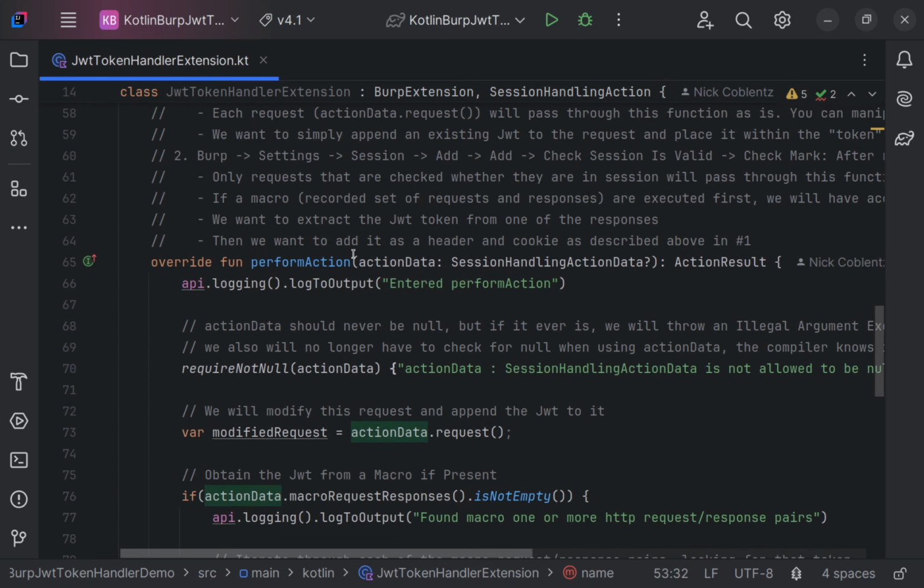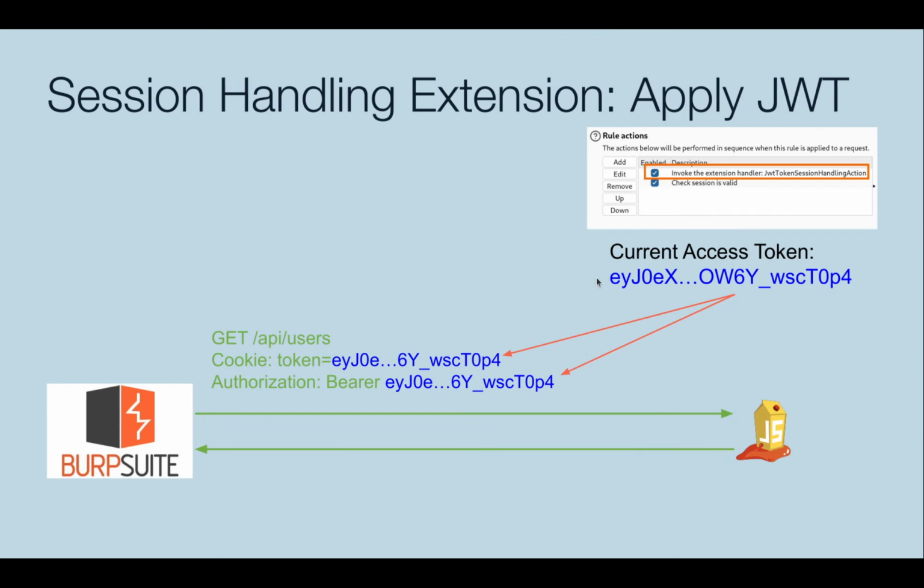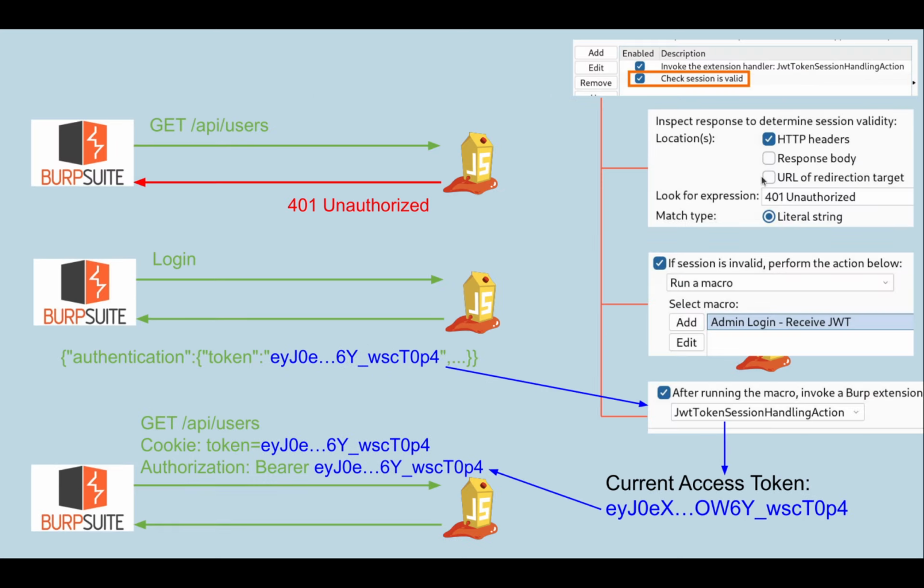So we also said that we have to provide a perform action function. This is the method that's going to be executed whenever our session handling rule runs. When it receives a request the first time, go back to slides. When it receives the request the first time, this part in red, it's going to run that perform action method. But also, when we get down here to the bottom one, it's going to be running it there as well. We actually have two different cases where we're running it.